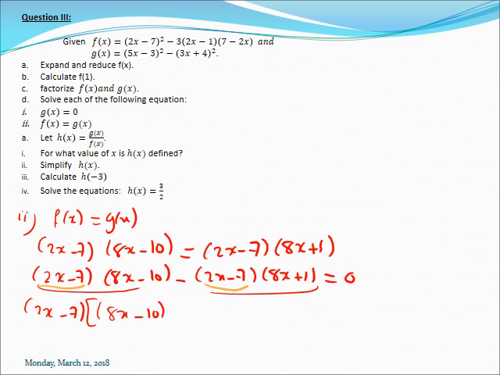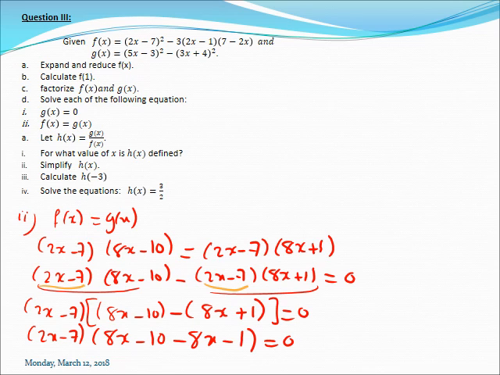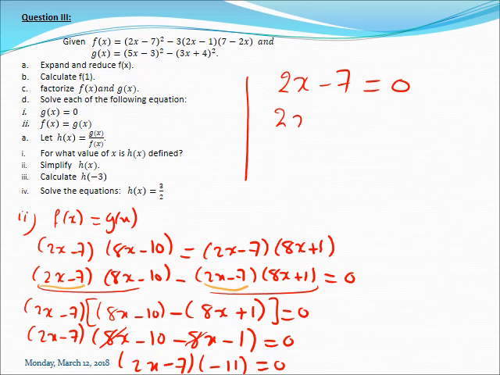(2x minus 7)[(8x minus 10) minus (8x plus 1)] equals 0. 8x minus 8x is 0, minus 10 minus 1 is minus 11, so 2x minus 7 equals 0, 2x equals 7, x equals 7 over 2.